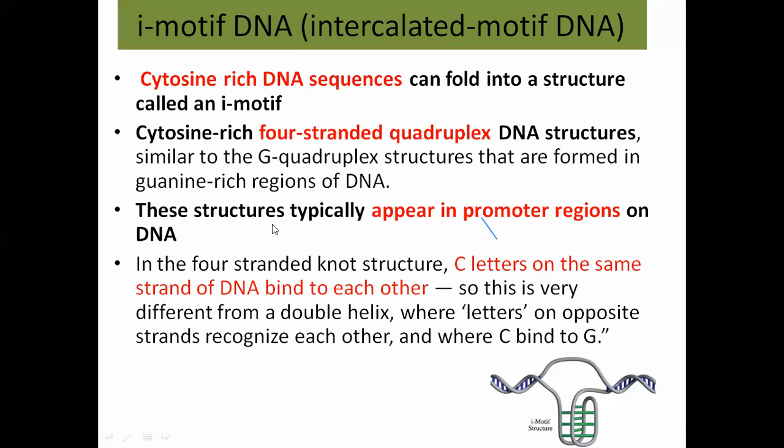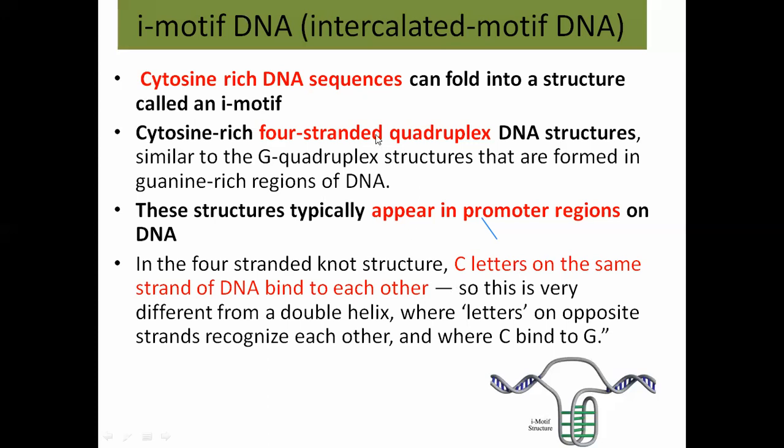Okay, and these structures typically appear in promoter regions on the DNA. These cytosine-rich DNA sequences or I motifs are seen to appear in promoter regions on DNA. And what is the difference between the base pairing in DNA double helix and this I motif?